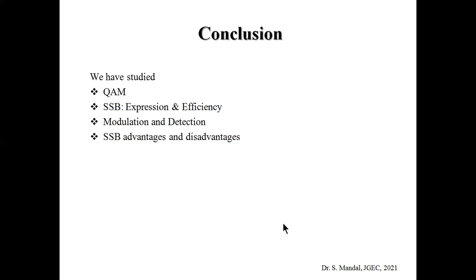So, conclusion. In this class we have studied quadrature amplitude modulation, where we observed that we can send two independent signals using the same channel bandwidth by two carriers which differ only by a phase of minus pi by 2. That is quadrature amplitude modulation, also known as quadrature carrier multiplexing. Quadrature carrier means the carriers differ by minus pi by 2, that means they are in quadrature.